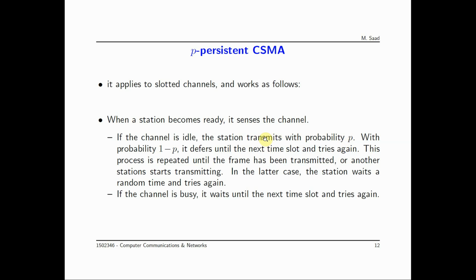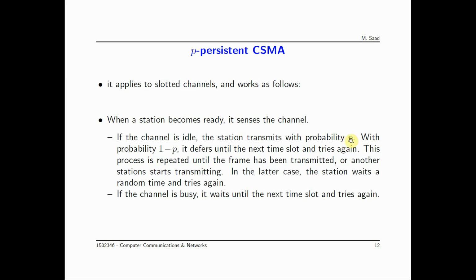This is exactly equivalent to the station transmits with probability 0.5, because if you have a fair coin, then the probability of getting a head is 0.5 and the probability of getting a tail is also 0.5. So we can imagine that we can design coins for which the probability of the head can be chosen as we want. So a coin in which the probability of getting a head is 0.7 and the probability of getting a tail is 0.3.